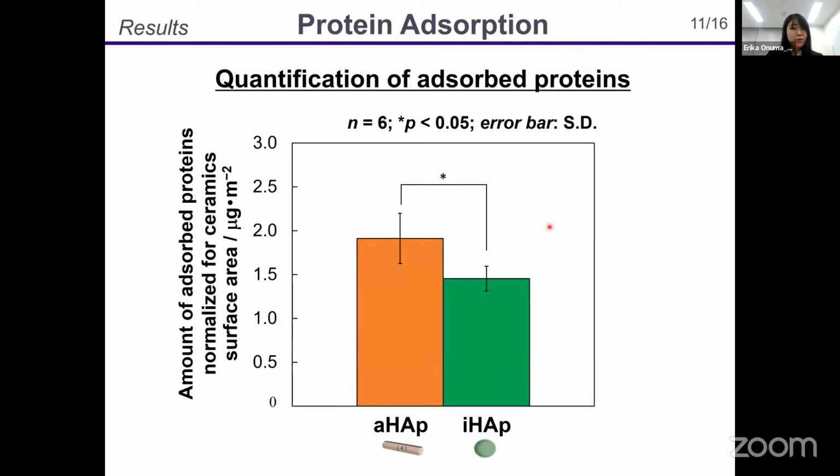This graph shows the result of serum protein absorption experiments. The orange color is AHAP ceramics, and the green color is IHAP ceramics. Amount of absorbed protein per unit area of ceramics was higher for AHAP. This result suggests that the surface properties of AHAP favor protein absorption.